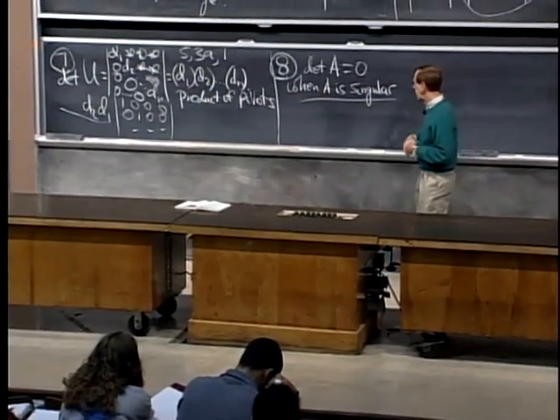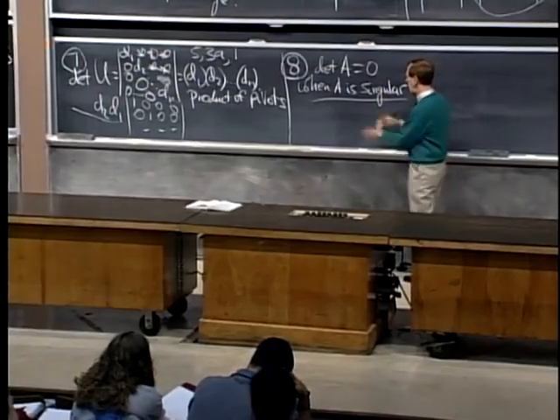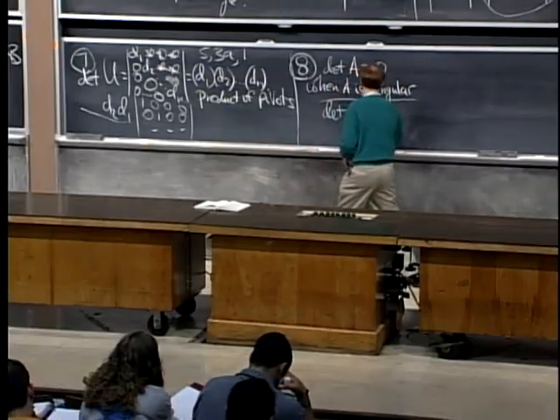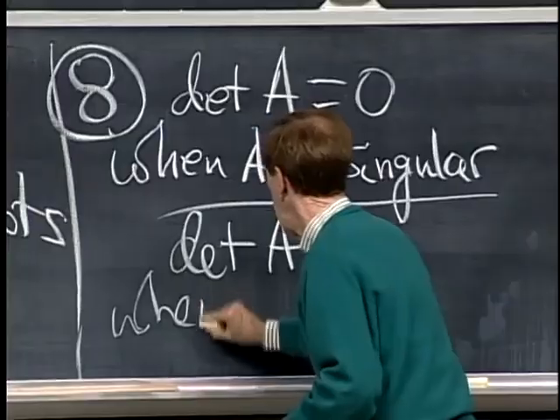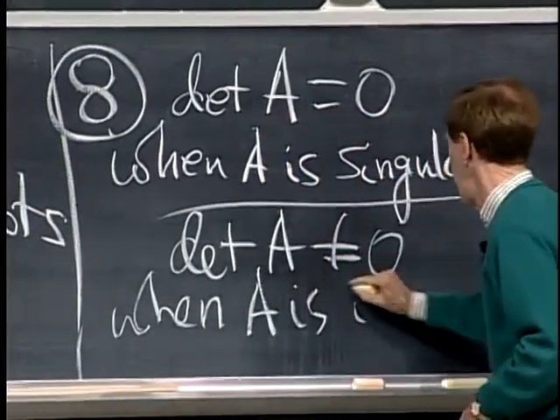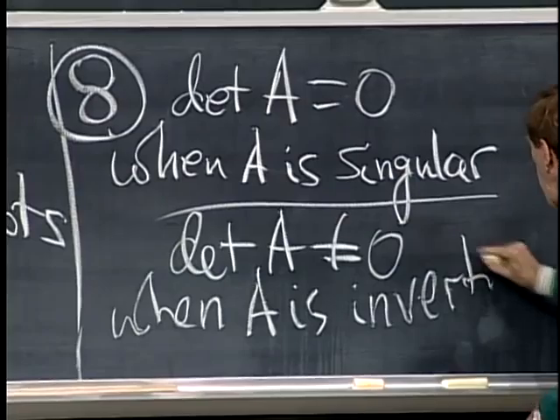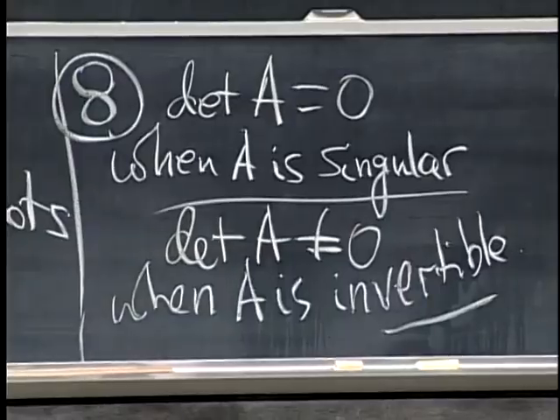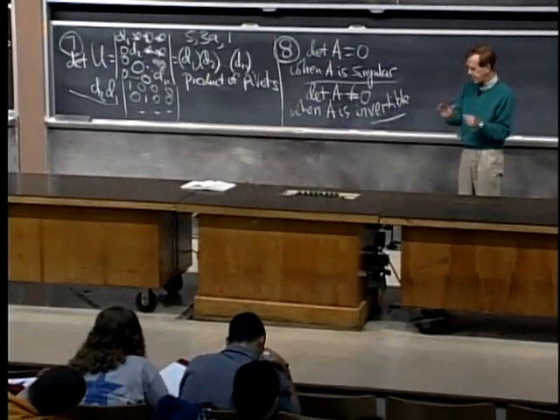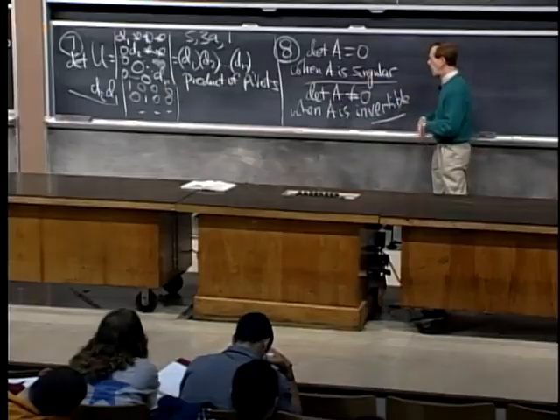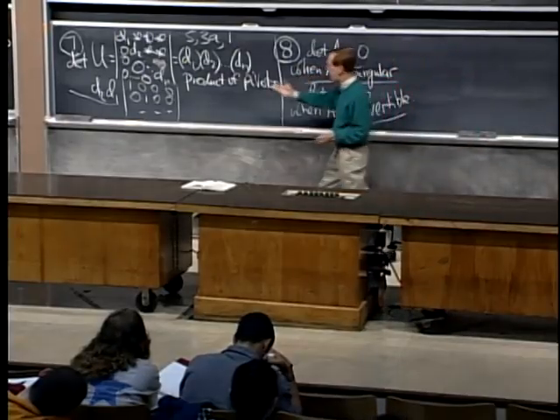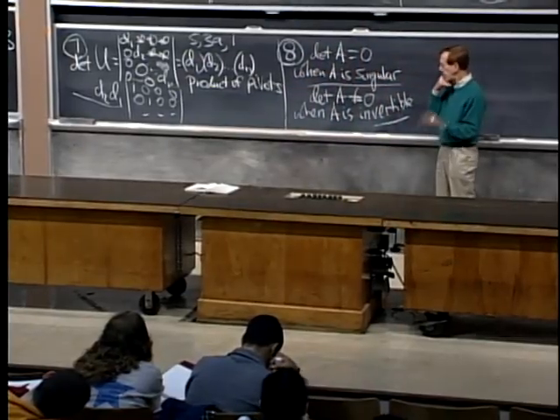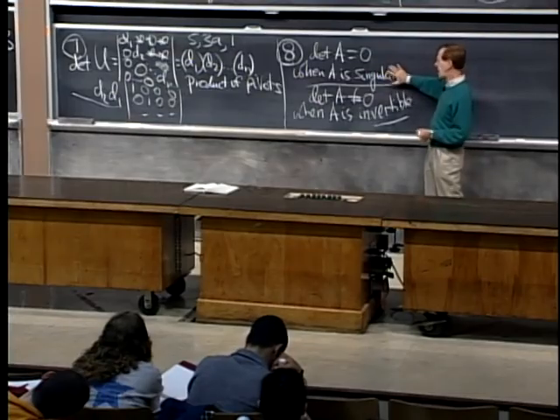And if the matrix is not singular, I don't get 0. So maybe, do you want me to put this in 2 parts? The determinant of A is not 0 when A is invertible. Because I've already, in chapter 2, we figured out when the matrix is invertible. It's invertible when elimination produces a full set of pivots, and we know the determinant is the product of those non-zero numbers. So those are the two cases.